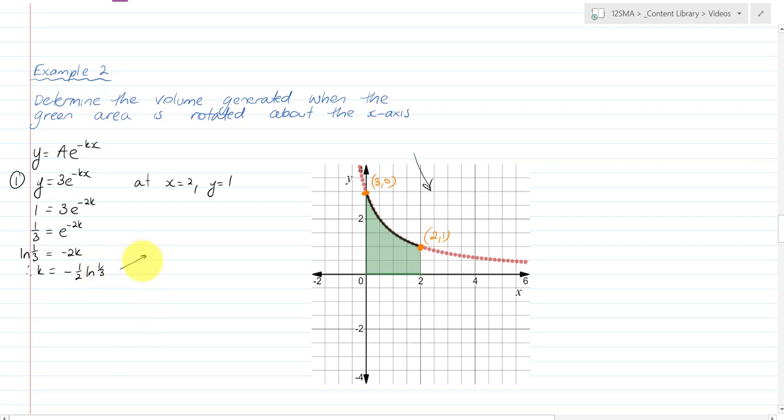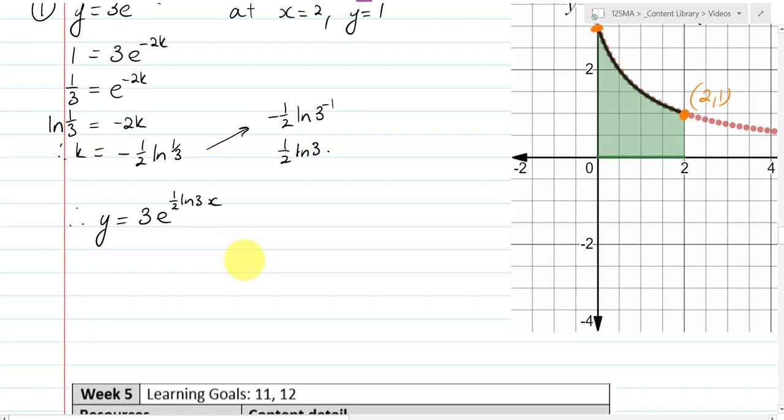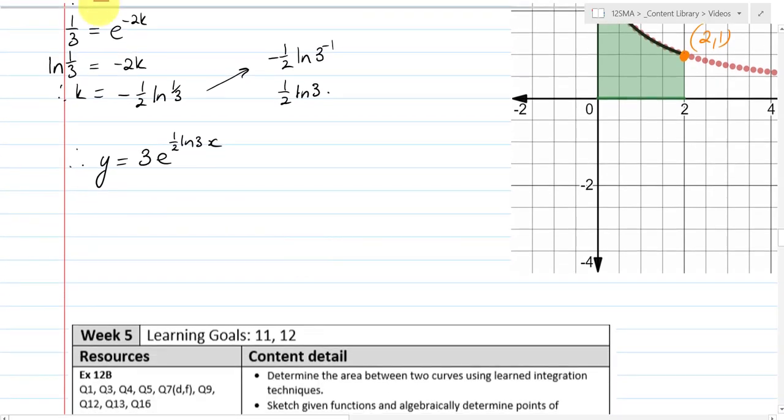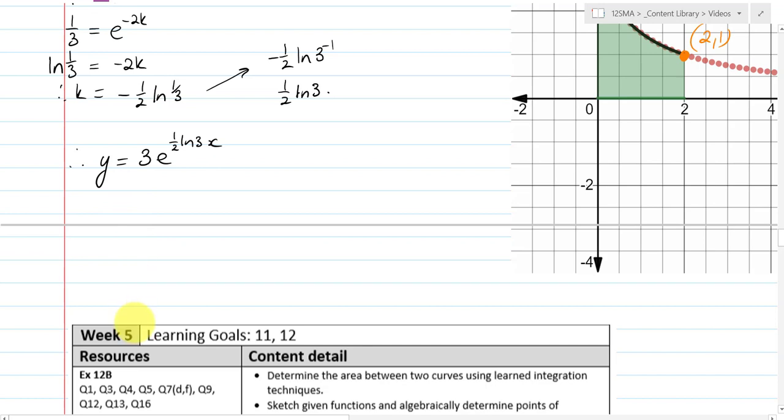Now, just as a little aside, negative a half log of a third can be written as negative a half log of 3 to the power of negative 1. The power can come out, and we get a half log of 3, which I prefer. So I'm going to write it as a half log of 3. And so therefore the function is y equals 3e to the half log of 3x. And I want to find the volume of revolution when this function is rotated about the x-axis.